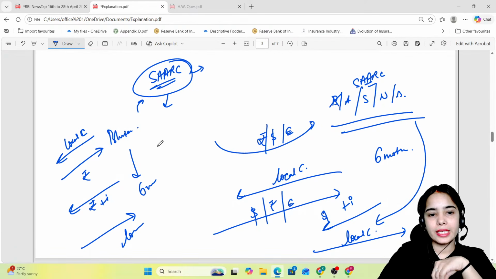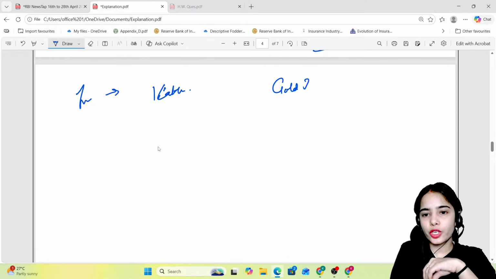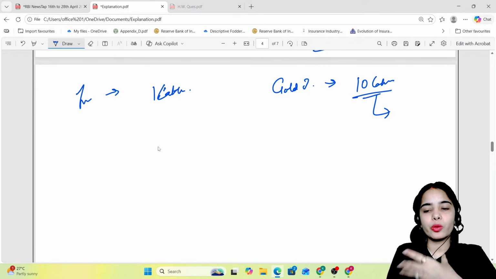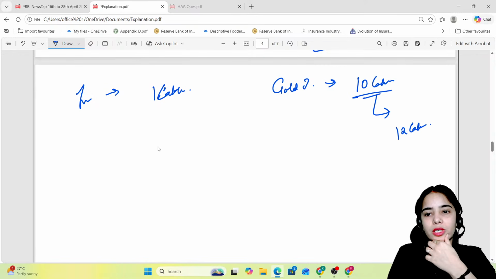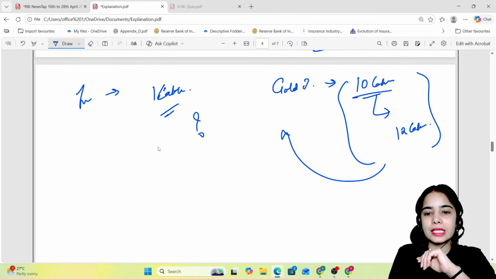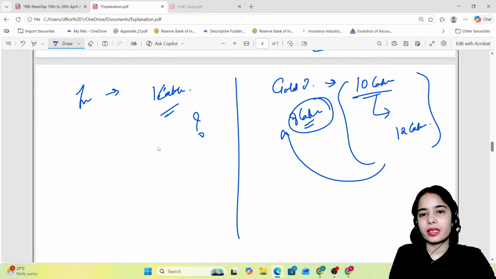Let's say your income is 1 lakh per month. Your mother has gold jewelry of, let's say, 10 lakh. Now the price increased to 12 lakh. Is it affecting your regular income? If the price increased to 12 lakh, or let's say if the price decreased to 8 lakh, are you getting affected in any manner? Is your lifestyle getting affected?